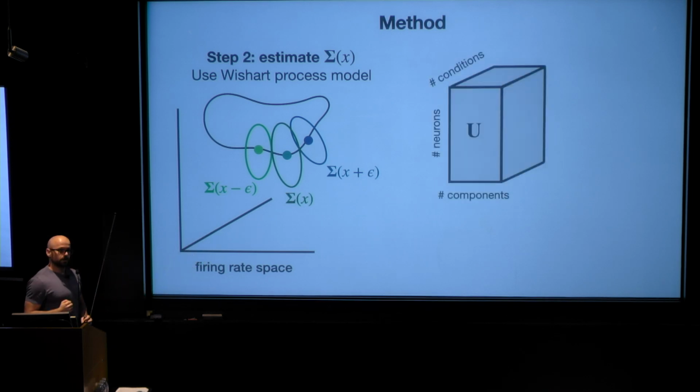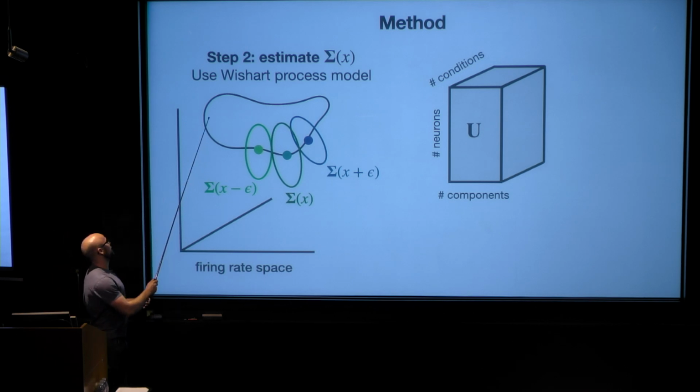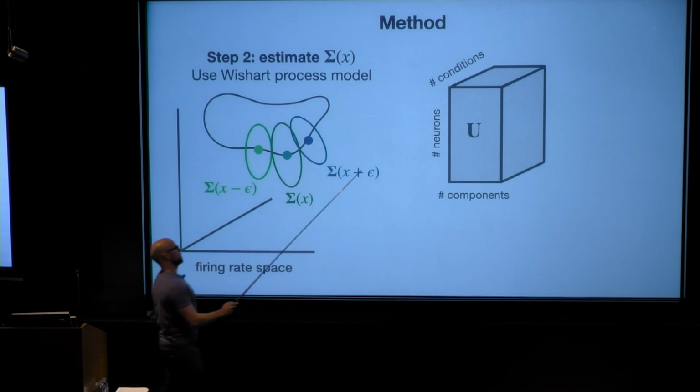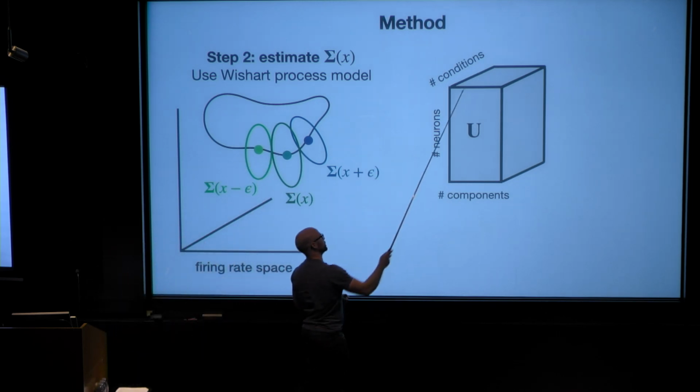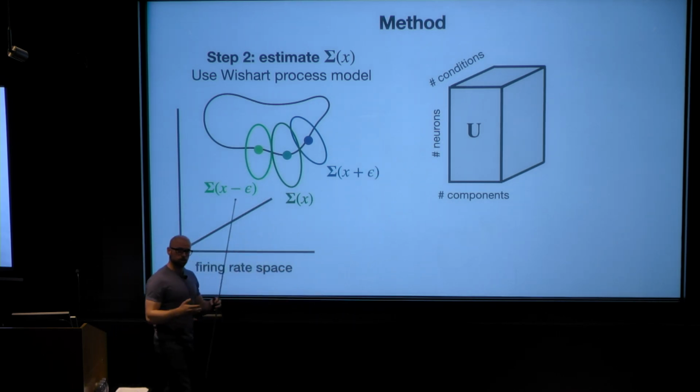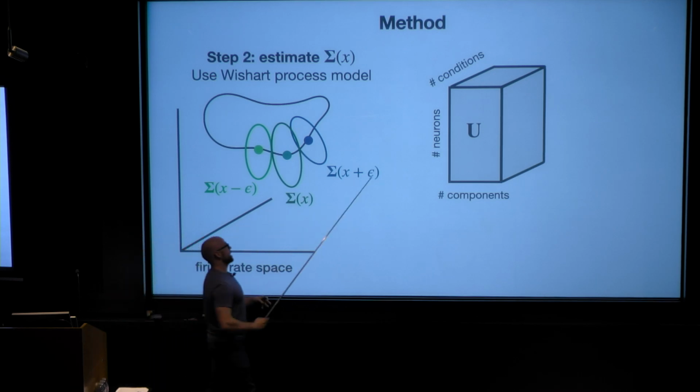So very quickly, the high-level idea of how you construct a Wishart distribution is you use Gaussian processes. So in this case, I have a set of conditions x. That's going to be one dimension of the three-dimensional array I'm going to build up. I have n neurons.